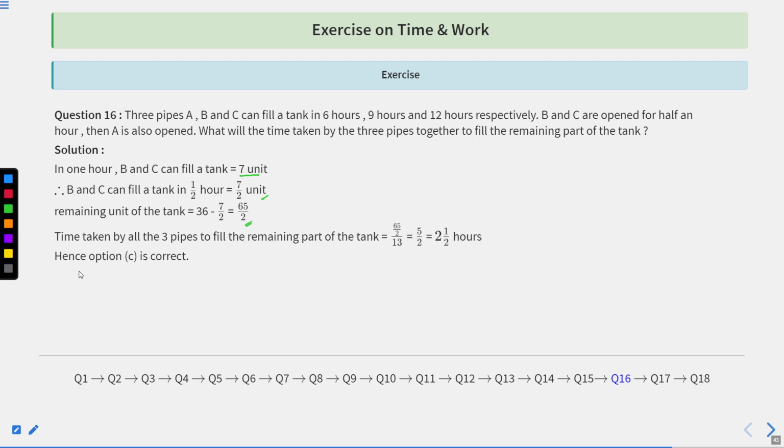So time taken by all the pipes to fill the remaining part of the tank will be 65 upon 2 upon 13, that is equal to 5 upon 2. That is 2 and 1/2 hours. So the option correct here is option C.